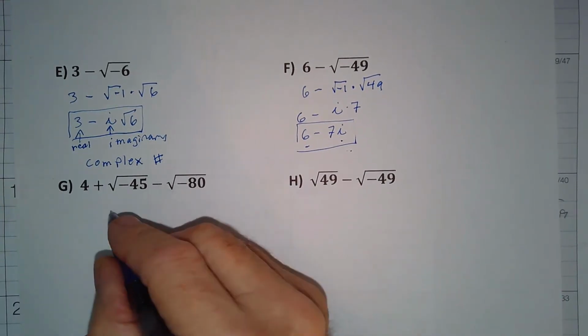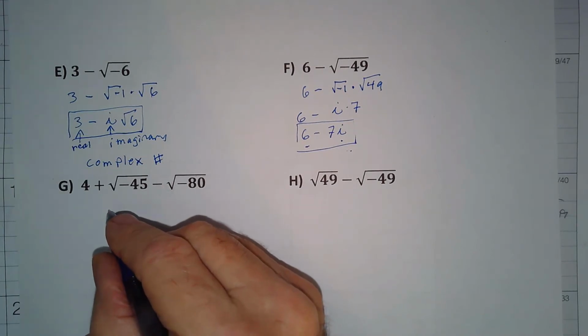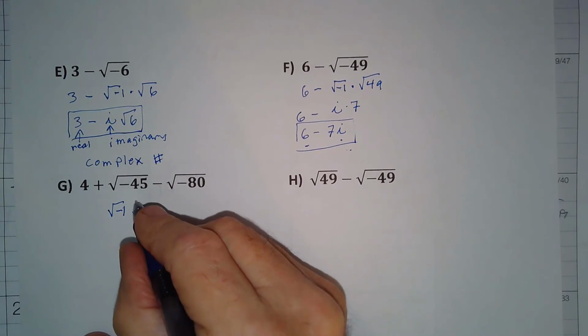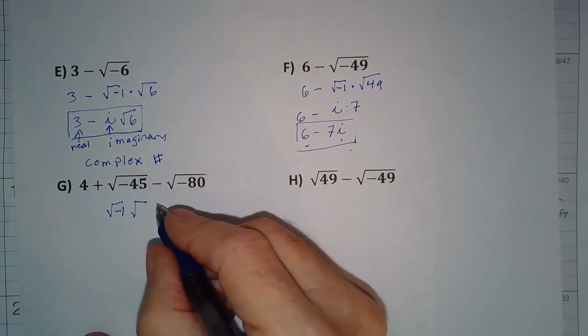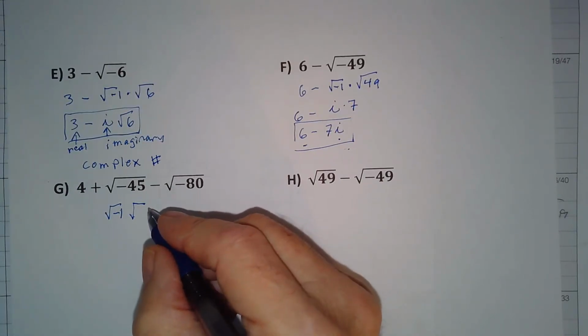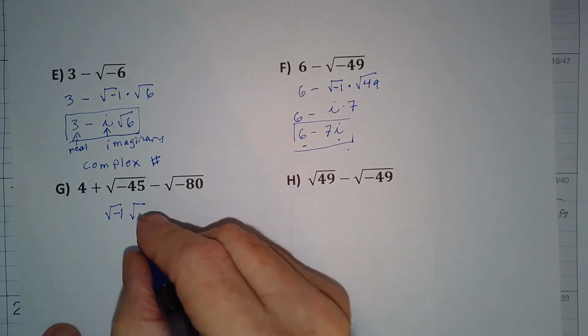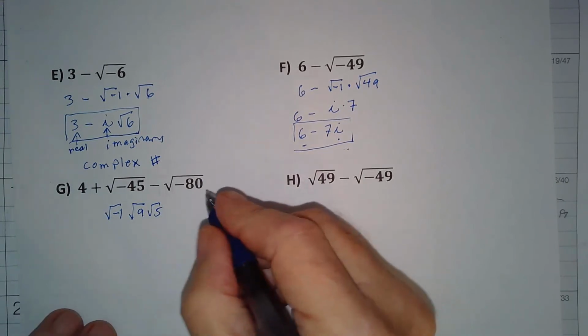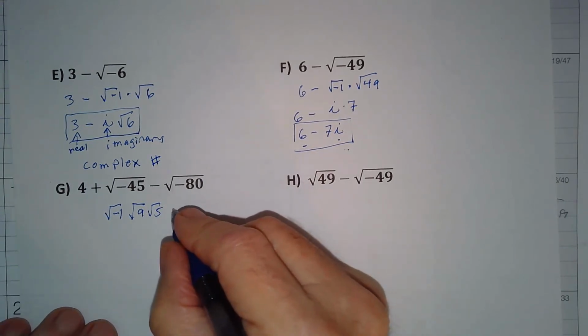So square root of negative 45 is the square root of negative 1 times the square root of, let's see, 45 is 9 times 5. So square root of 9 times the square root of 5. And then we have a negative sign here.